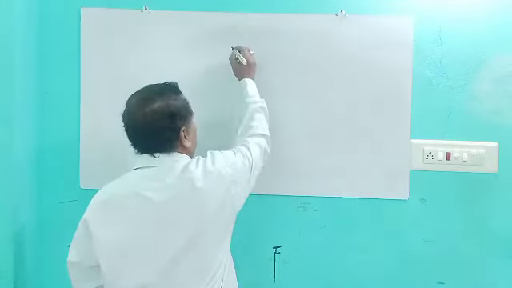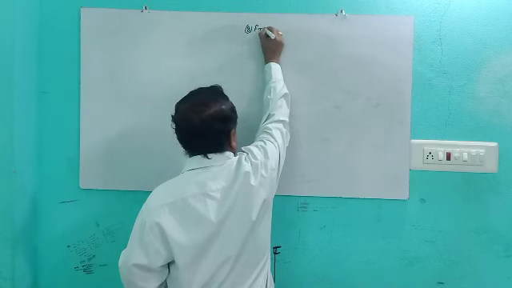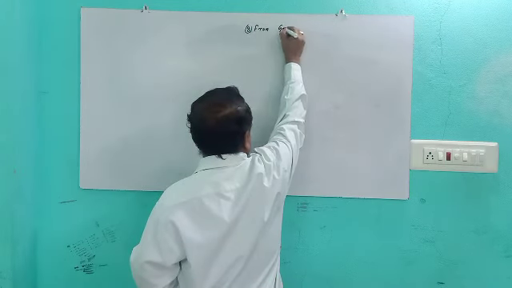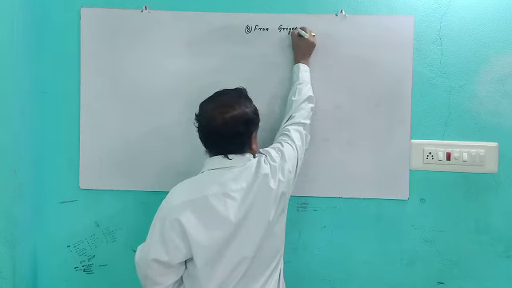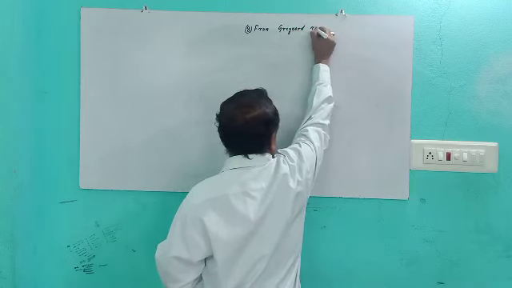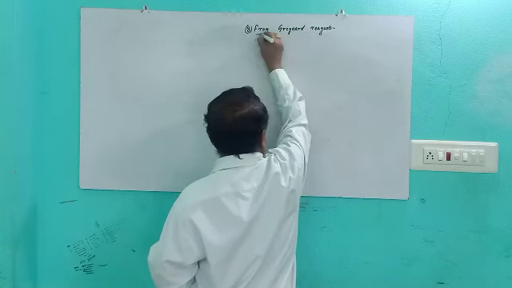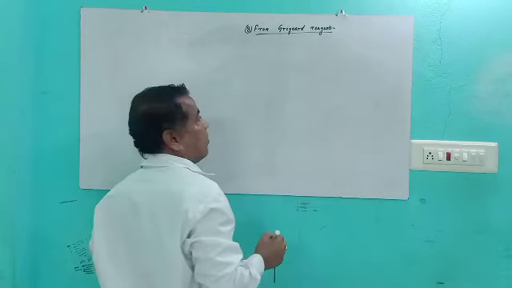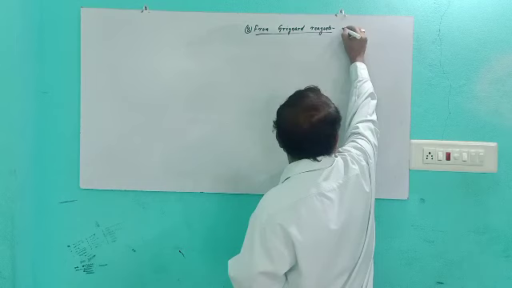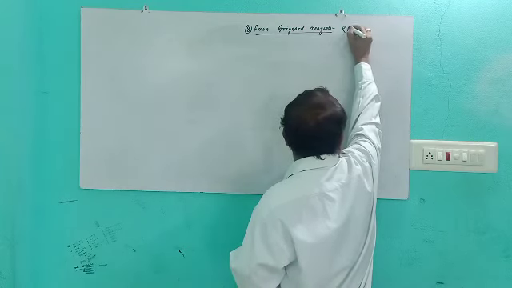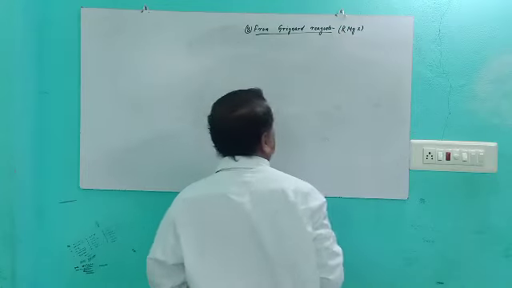Number 8, general method of preparation: from Grignard's reagent. Grignard's reagent is your alkyl magnesium halide. Alkyl magnesium halide is called Grignard's reagent.